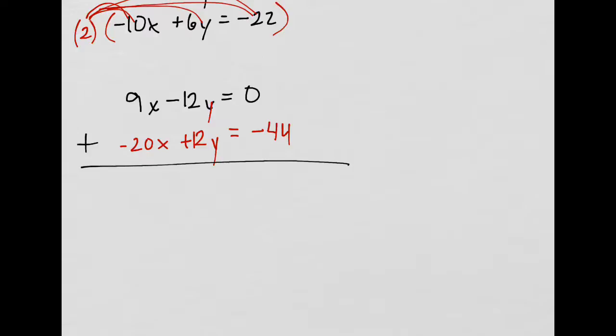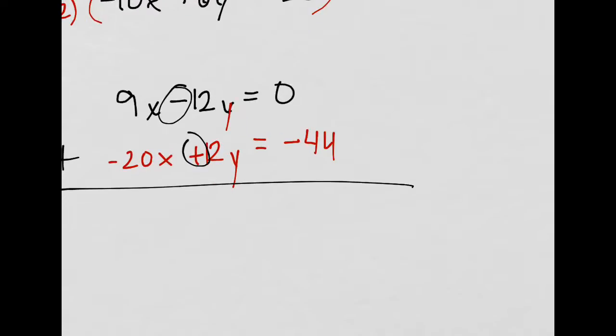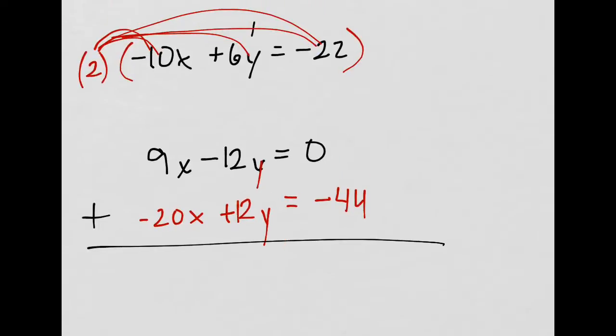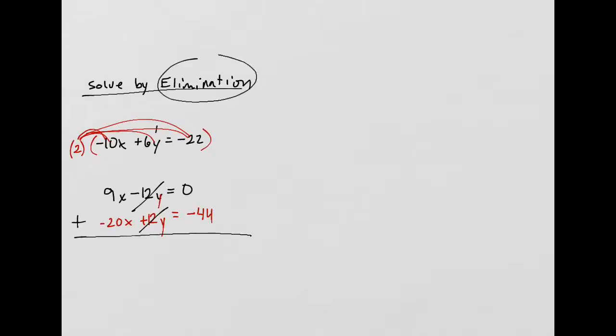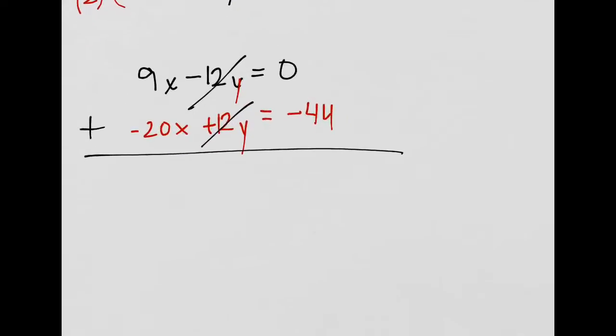Now I add these two together. If these were not opposite signs, then I would have had to multiply by a -2, and then they would be opposite signs. However, here they are already opposite signs, so they will cancel out. If they weren't opposite signs, you would add them together, and then they would just become bigger. So you wouldn't get rid of anything. You wouldn't be eliminating anything.